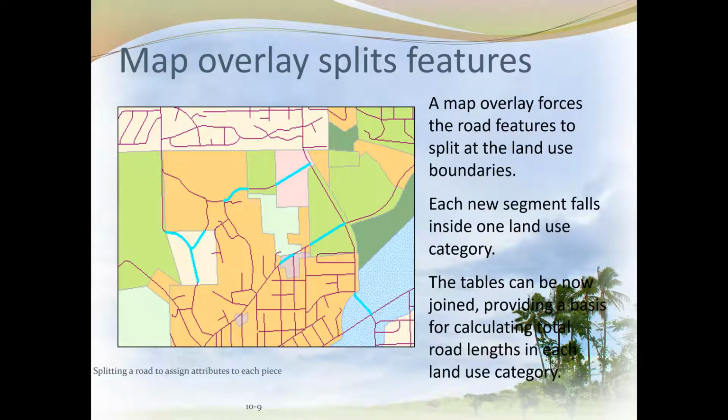So map overlay splits features, splitting a road to assign attributes to each piece, so that we can cut the road into pieces. A map overlay forces the road features to split at the land use boundary. Each new segment falls inside one land use category. So the tables can now be joined, providing a basis for calculating total road length in each land use category.